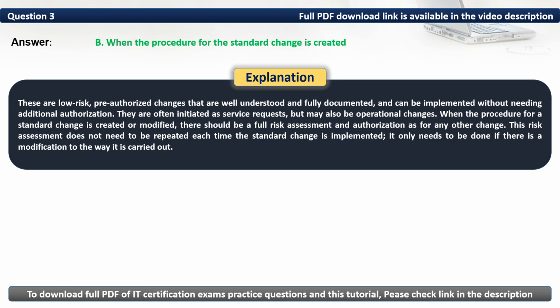These are low risk, pre-authorized changes that are well understood and fully documented and can be implemented without needing additional authorization. They are often initiated as service requests but may also be operational changes. When the procedure for a standard change is created or modified, there should be a full risk assessment and authorization as for any other change. This risk assessment does not need to be repeated each time a standard change is implemented. It only needs to be done if there is a modification to the way it is carried out.